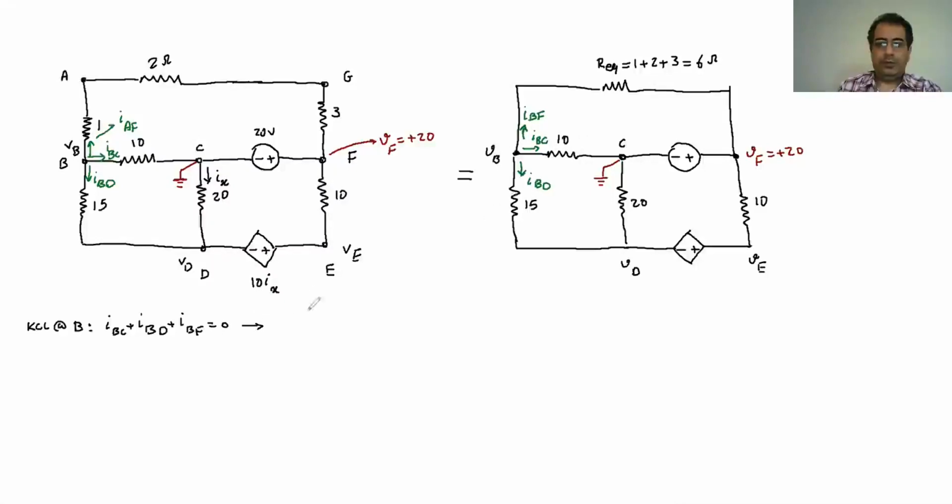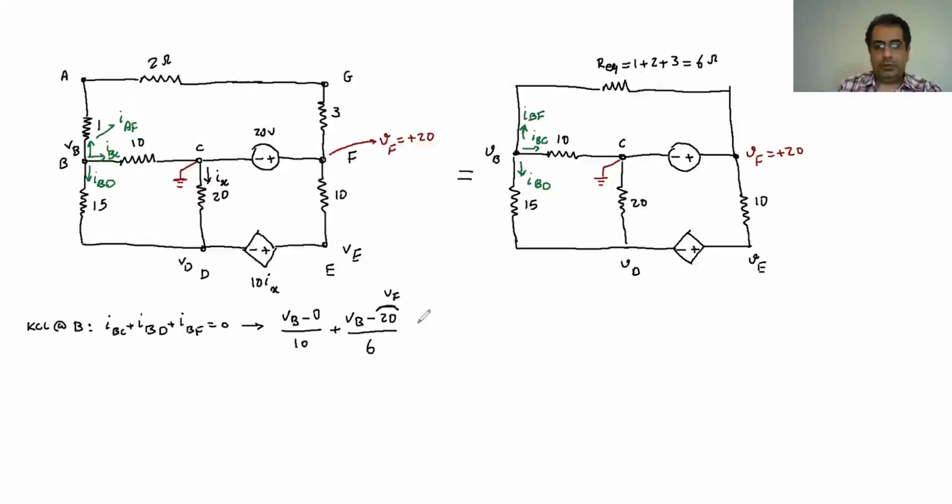Therefore, I from B to C is going to be V_B minus 0, and then there's a 10 ohm here. Plus I from B toward F is going to be V_B, and the V_F I know is 20. So it's V_B minus V_F. I just write it, you know. And the resistance between them is 6.